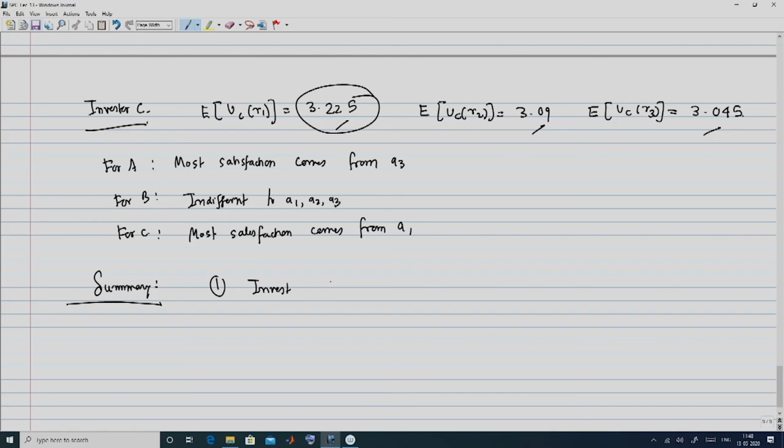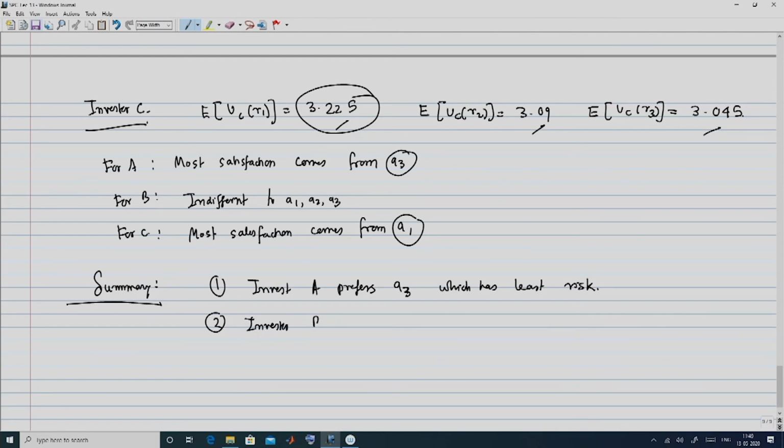So, in summary, remember that investment A1 had the highest risk, A2 had the second highest, and A3 had the least risk. So, investor A prefers A3, which has the least risk, and this is consistent with our earlier statement that investor A is risk averse.